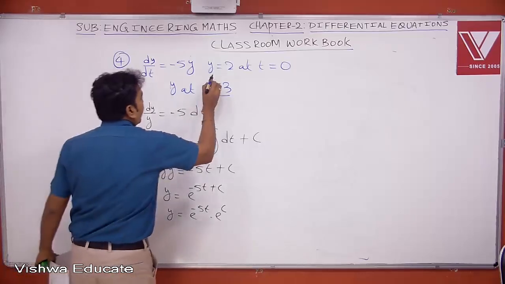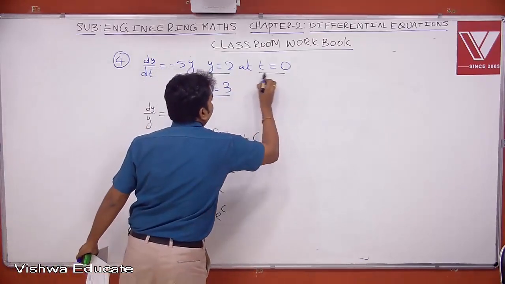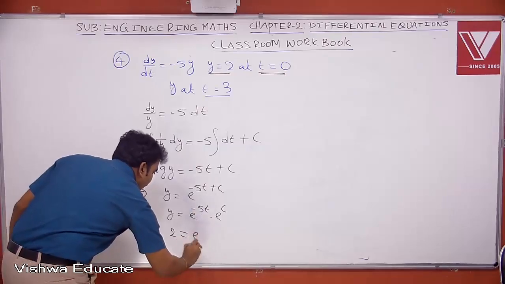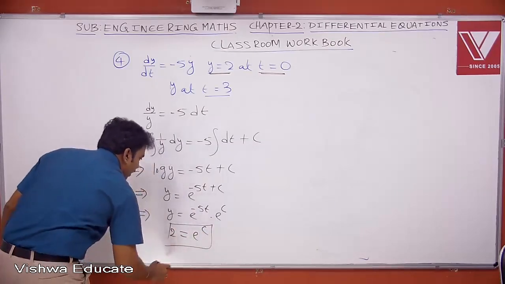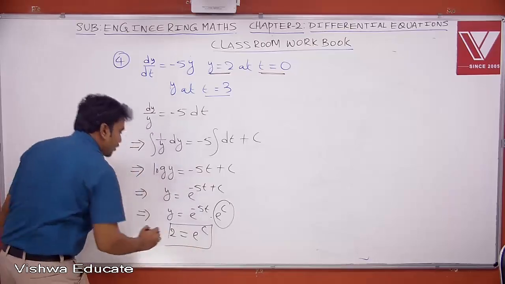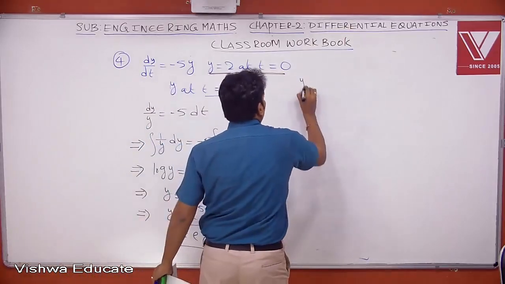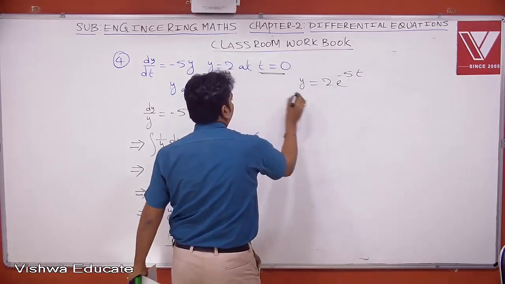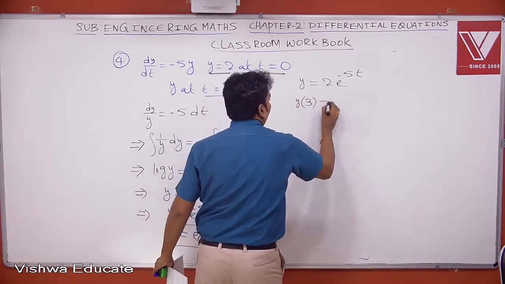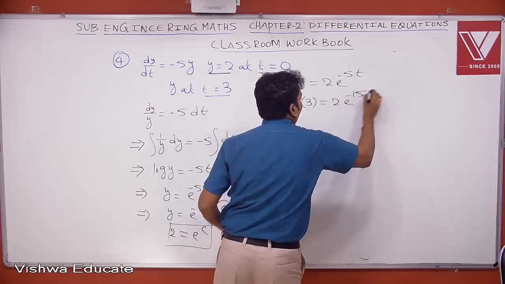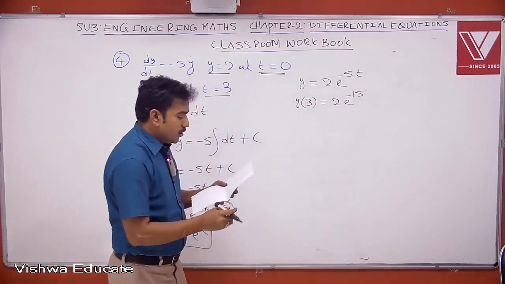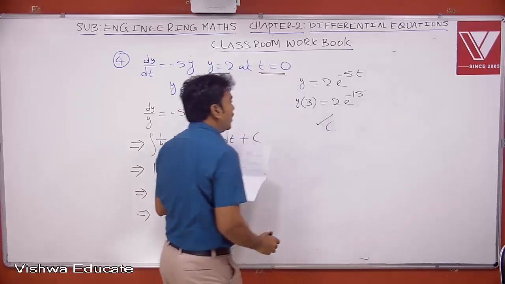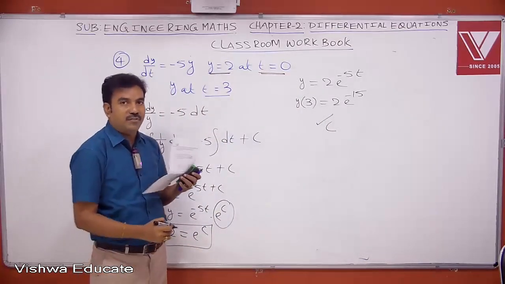Now what is my boundary condition? y value is 2 when t is 0. Apply this boundary condition. y value 2 when t is 0. Therefore e power c becomes 2. Again replace this e power c by this constant 2. Then this becomes y equal to 2 times e power minus 5t. Now replace t by 3. That means y value at t equal to 3 is 2 times e power minus 15. So therefore the answer for this question is option C. y of 3 is 2 times e power minus 15. Note it.